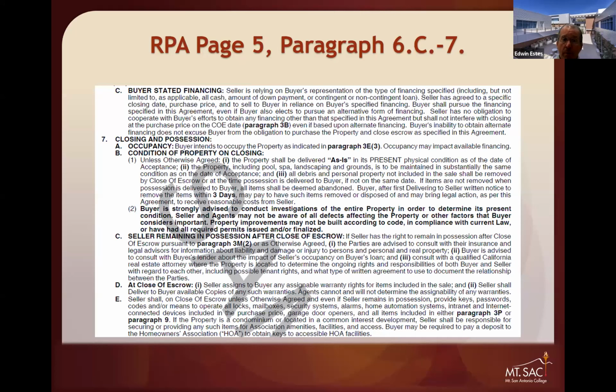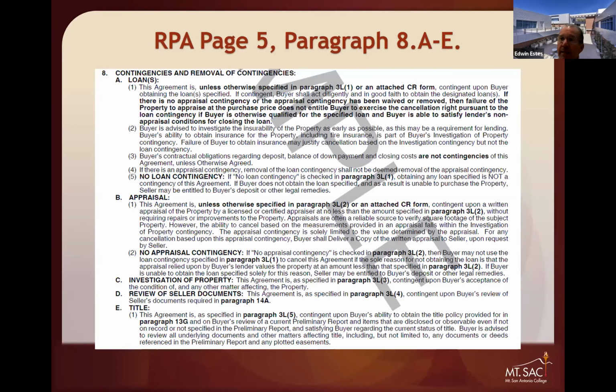At close of escrow, seller's going to assign all assignable warranty rights, ability to operate locks, keys, systems, that sort of thing, as stated in paragraph 9. And then that takes us to our contingency explanation. And I see I've got something in the chat, but I really want to talk about this a little bit since it's fresh in everybody's mind.